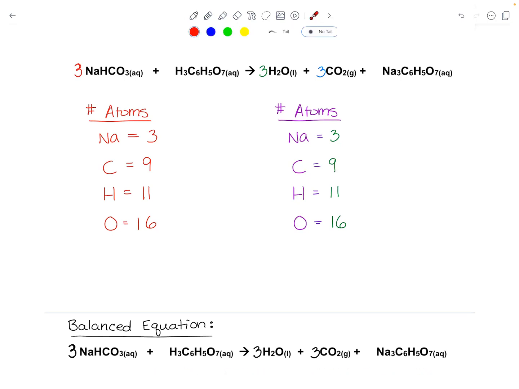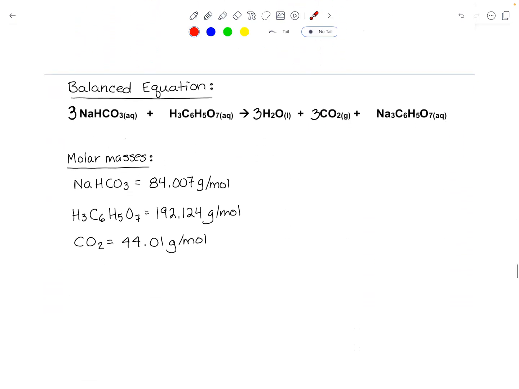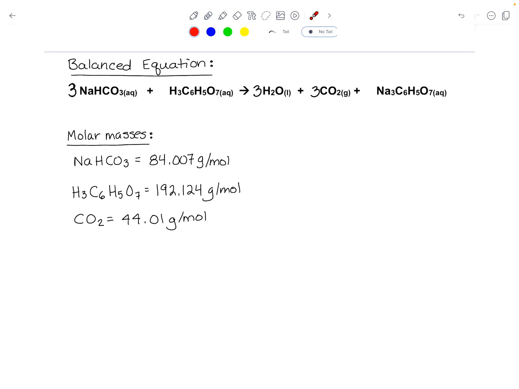The other piece of information I need is the molar masses of my compounds of interest. My sodium bicarbonate molar mass is 84.007 grams per mole, my citric acid is 192.124, and my carbon dioxide is 44.01. The reason the carbon dioxide is of interest is because this is the product that we measured when we measured the mass of everything before and then the mass after the reaction, because the carbon dioxide floated away. So we can assume that the mass that was lost was the mass of the carbon dioxide.